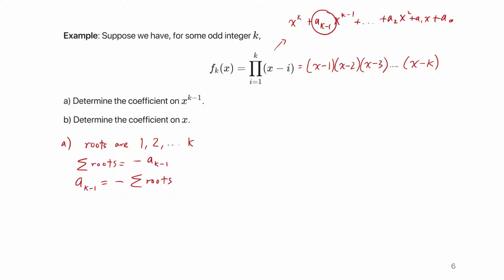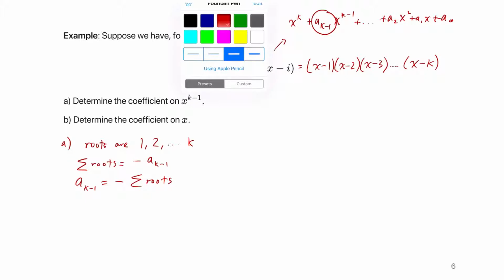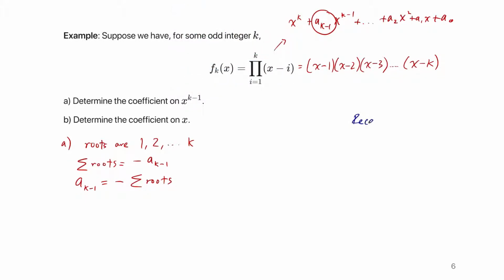Now, how do we find the sum of the roots? This goes back to when we talked about induction-ish, when we figured out how to find the sum of the first k natural numbers. Does anyone remember what that expression was? It was n times n plus 1 over 2. Yeah. Good. And so, I guess we can come over here, say recall.